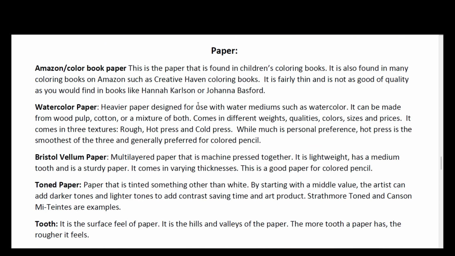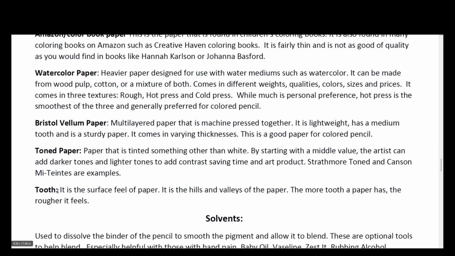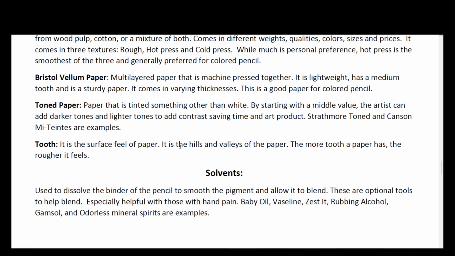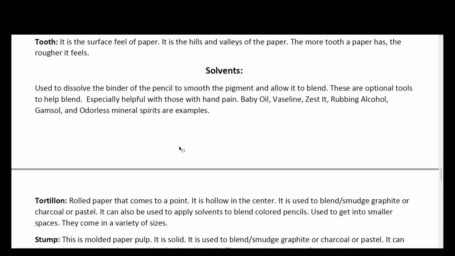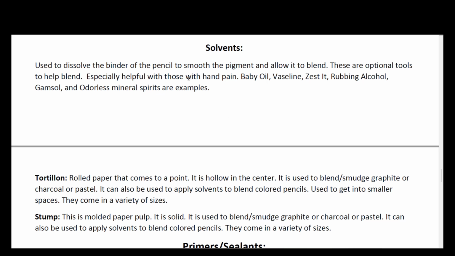Other tools that people might talk about: different types of paper. What is Amazon paper or color book paper? If you aren't in the coloring world, that might seem like a weird thing. Watercolor paper versus Bristol vellum. What is toned paper? What is tooth? So I define all of those things for you. Solvents, different things to blend with, and I give examples.